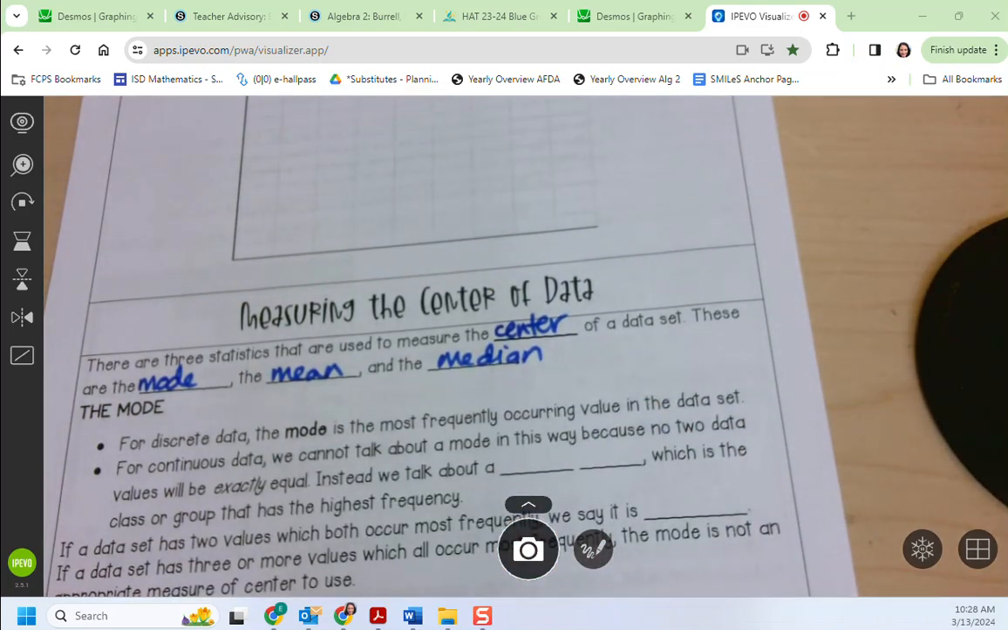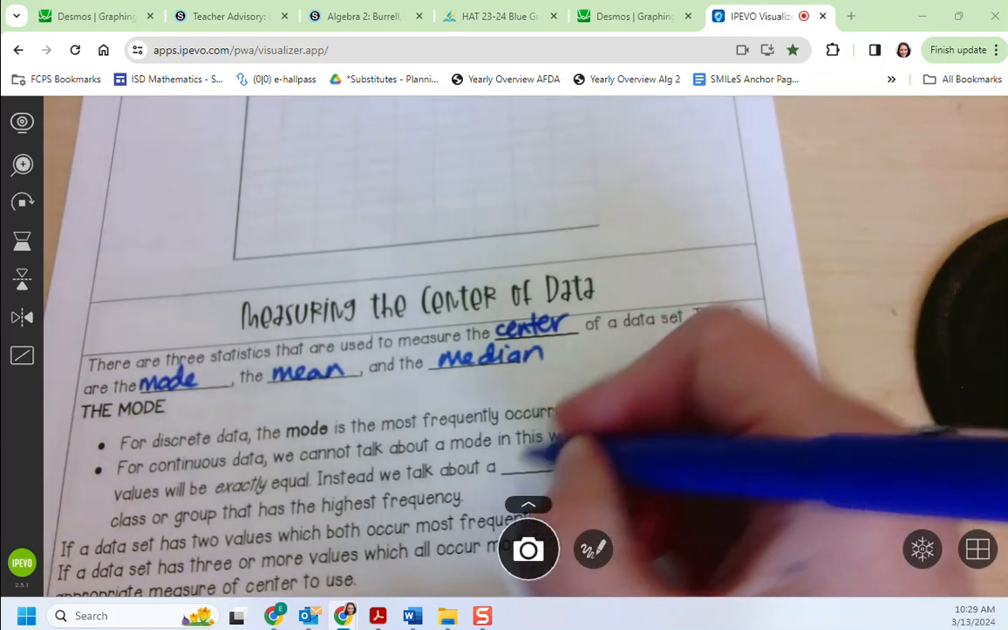Okay, so for discrete data, the mode is the most frequently occurring value. That's not new. And for continuous data, we have to talk about a modal class. And we talked about that just when we were finishing up our last set of notes. So you'll have a class of data between two values, and the class that occurs the most frequently would be your modal class. So that goes here, modal class.